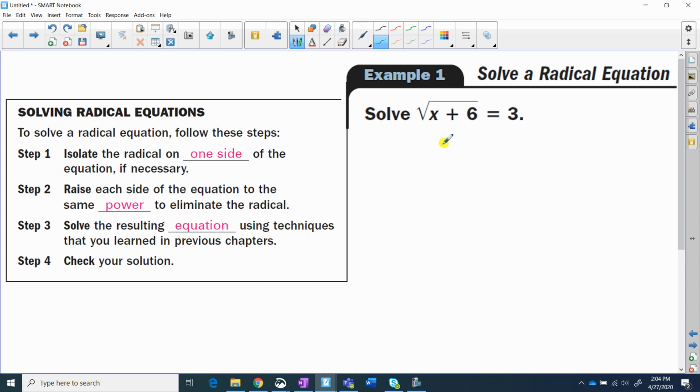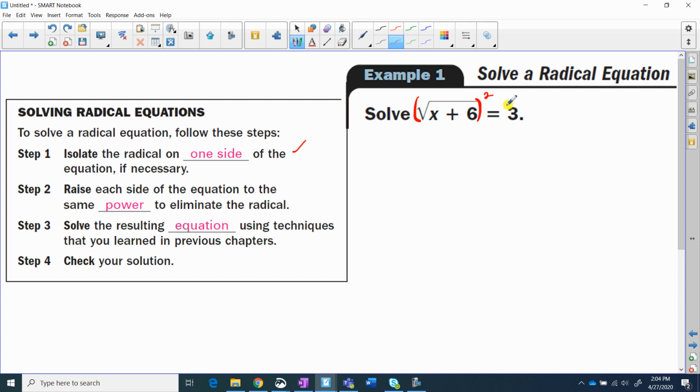Okay, so let's start with this one, which is going to be quite basic. Step 1, isolate the radical on one side of the equation. So I look this over, well, that's already done. This radical is already the only thing on the left side of the equal sign. So that, done. Raise each side of the equation to the same power, and you want it to be some exponent that will get rid of the radical. Well, if you have a square root, that would mean you're going to square both sides. If this had been a cube root, you'd want to cube both sides.